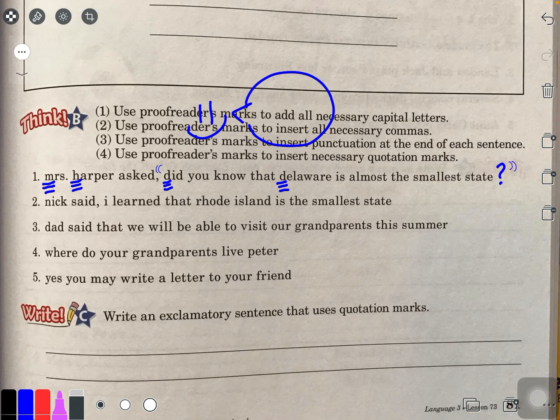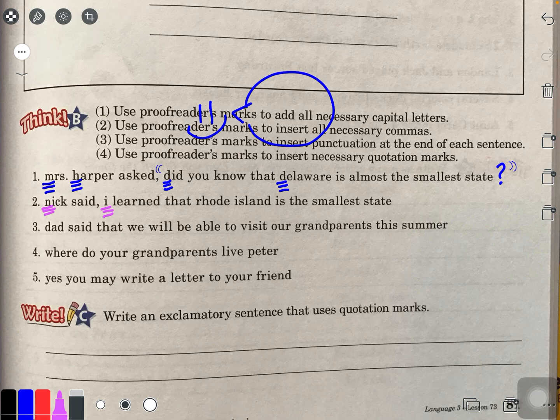Okay, number 2. Nick said, I learned that Rhode Island is the smallest state. Oh, he's right. Rhode Island is a small state. All right, so let's start with step 1. We've got to capitalize a few things like Nick. And I. Oh man, that bothers me when the I is not capitalized by itself.